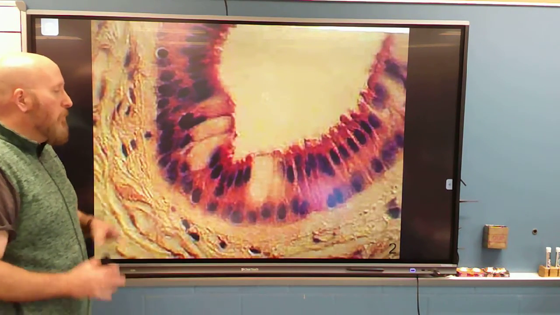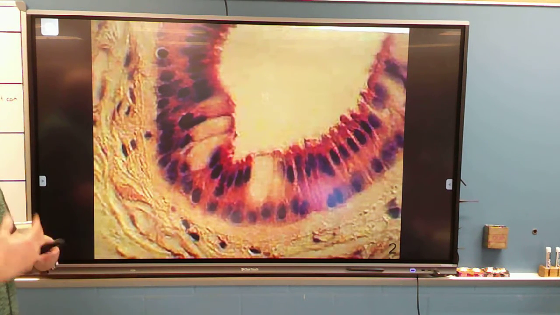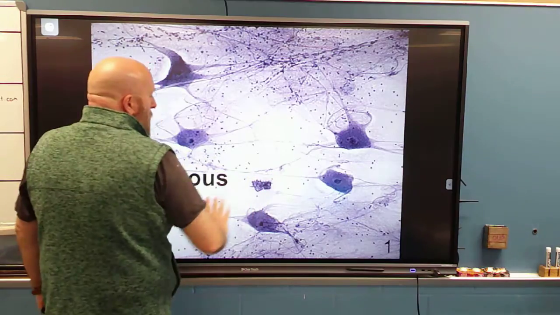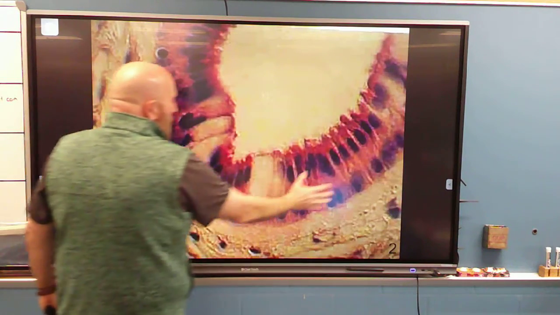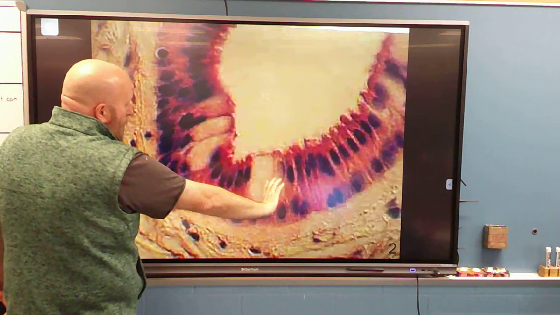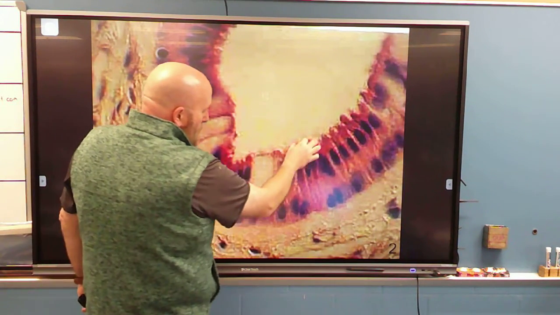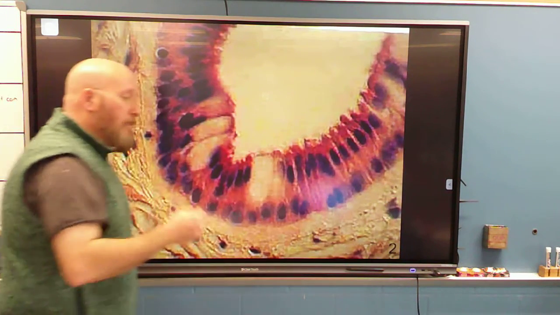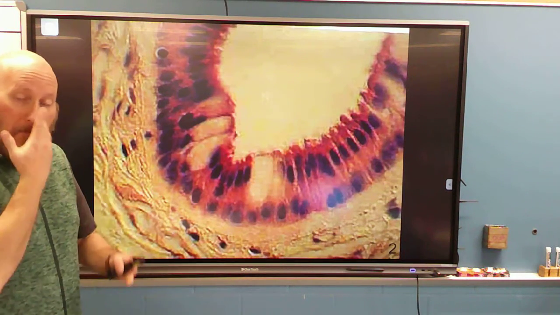So if we look at this one here, we can start to break it down real quick. I am specifically looking at this right here, this whole area. I don't care about all this other stuff down here. I'm looking right here. Now, if you'll notice, you see the cells. They're elongated, aren't they? And since they're elongated, that tells you that they're columnar epithelium because they're column shaped, okay?